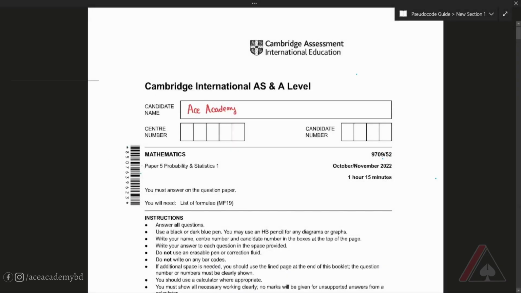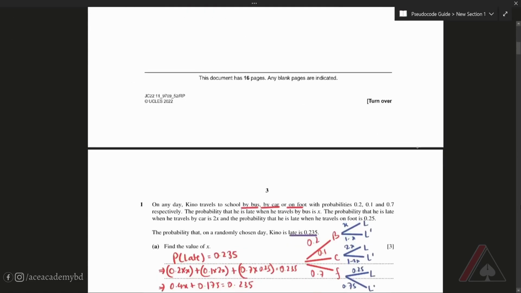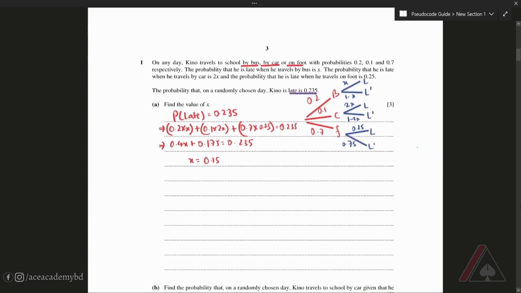Okay, so in this video we're going to be solving Probability and Statistics Paper 1 of October-November 2022. This is variant 2. So let's look at the first question here.